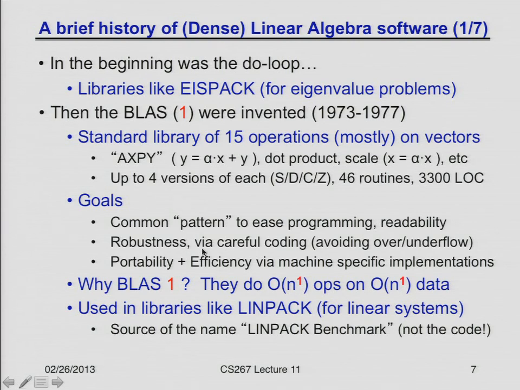And so this was called the BLAS1. And that's sort of, historically, why was it called that? Because it does order n to the 1 operations on order n to the 1 data. And of course, we're going to have BLAS2 and BLAS3 in a moment. But this is the BLAS1.